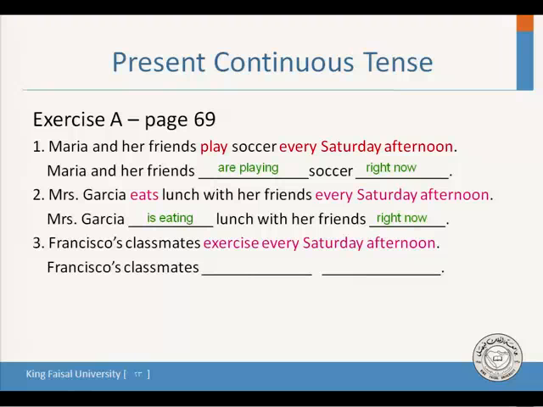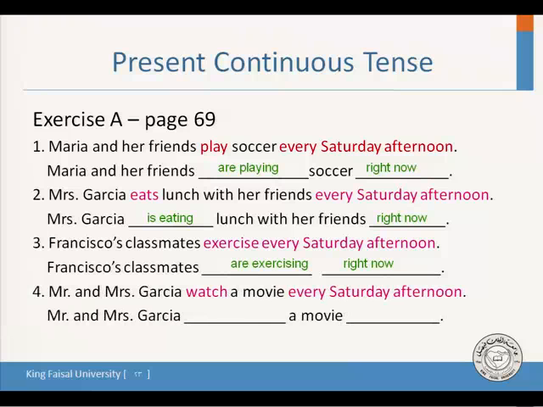Number 3, Francisco's classmates exercise every Saturday afternoon. Francisco's classmates are or is? Are. Classmates are exercising when? Right now.